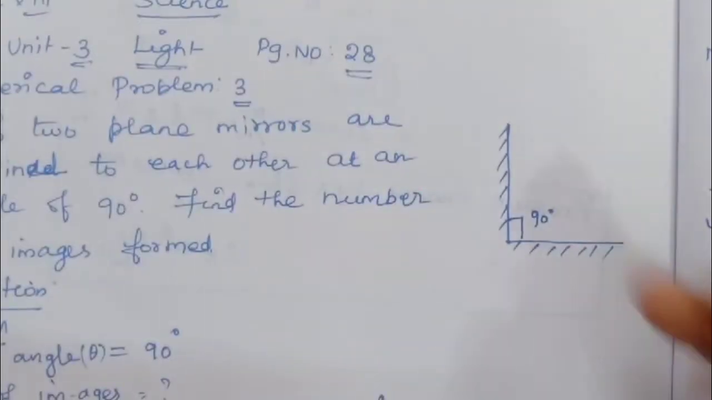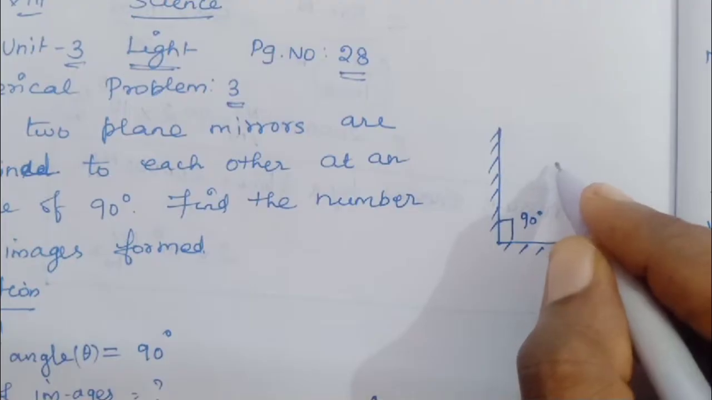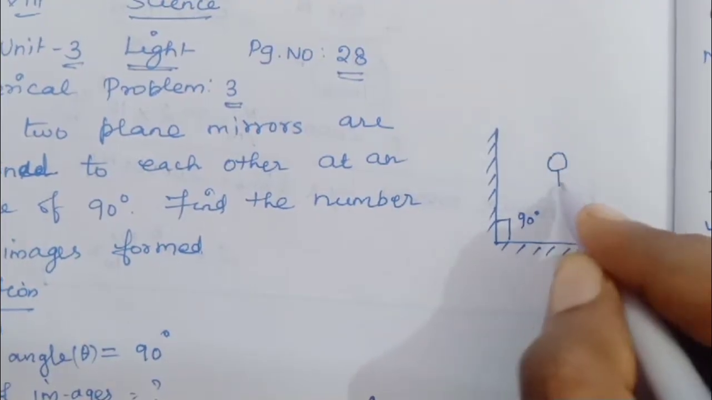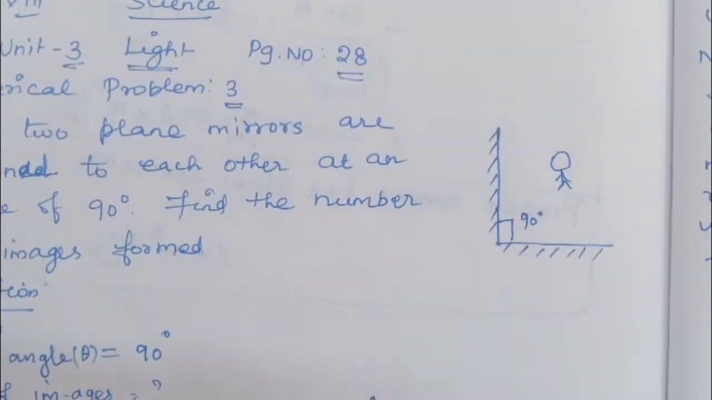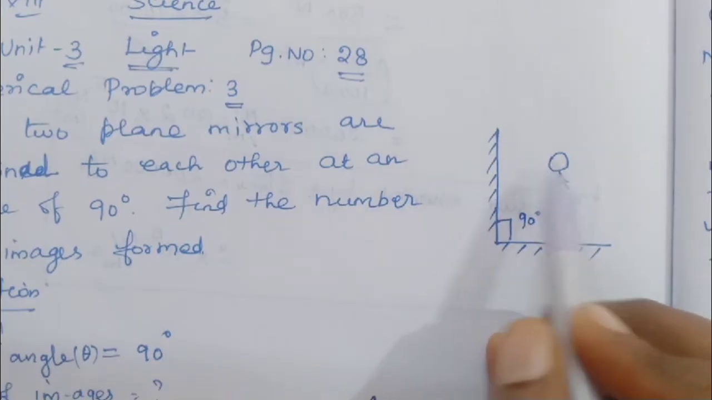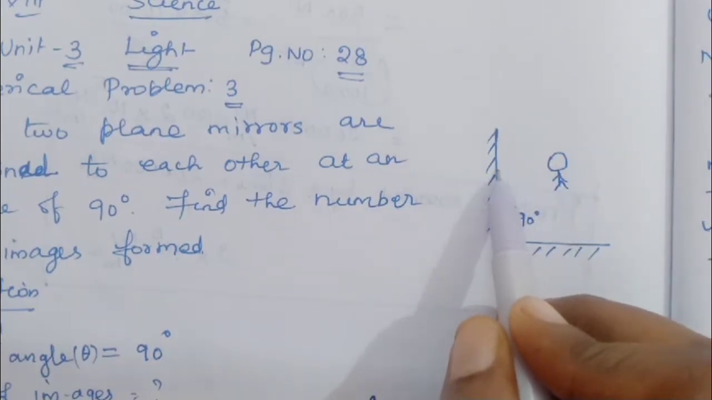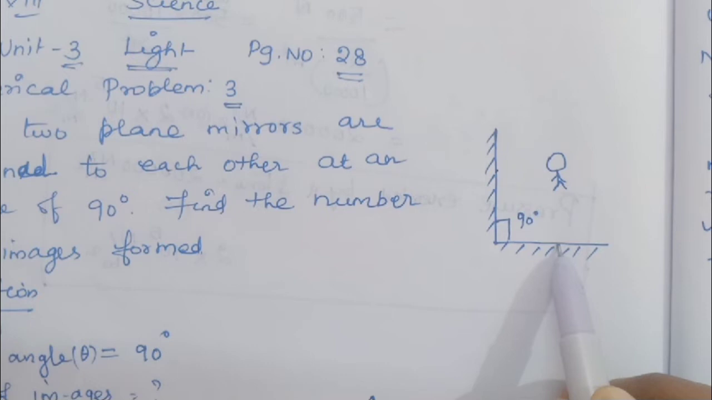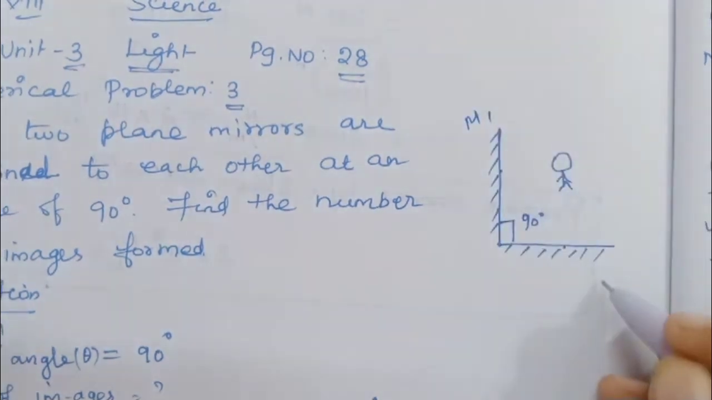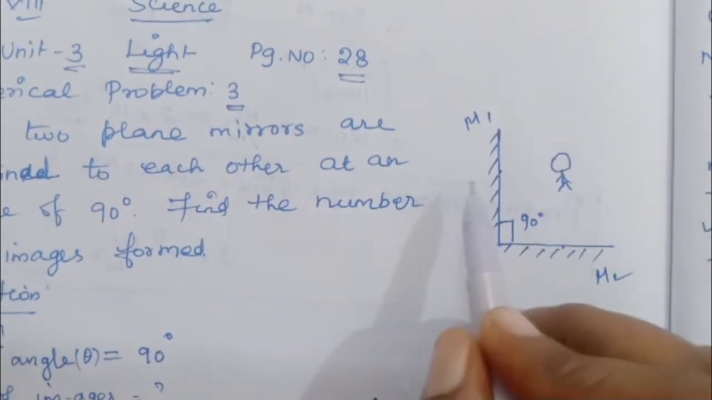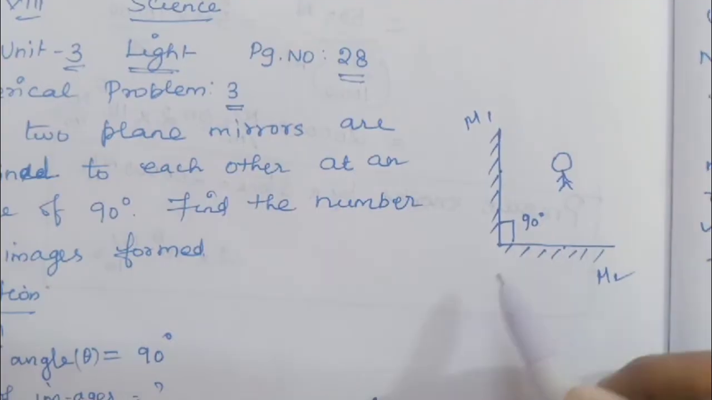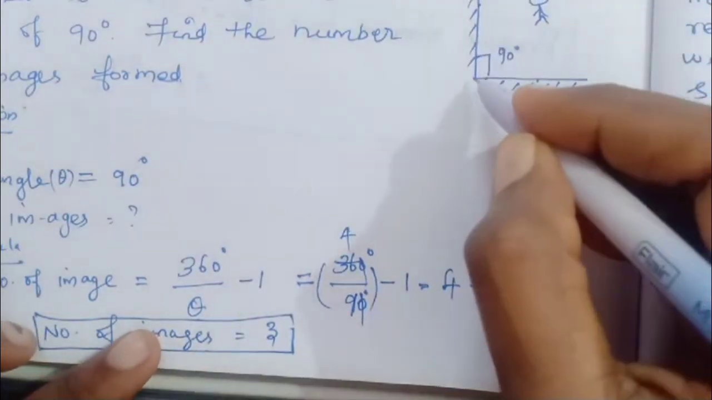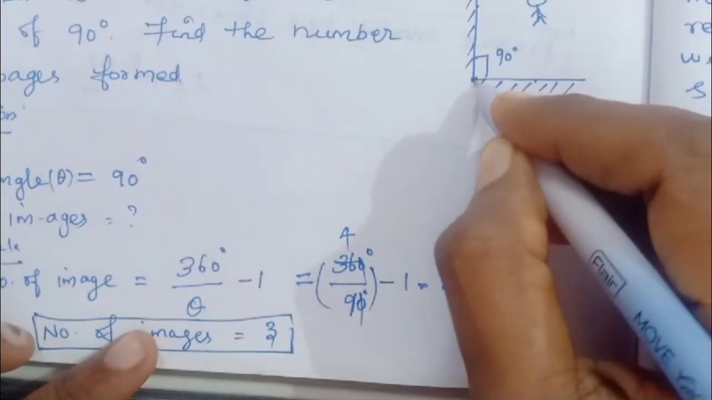How are 3 images formed? Look here. I can keep any one object, for example, a man standing. You can see one image of this man from this mirror, and another one from here. This is mirror number 1 and this is mirror number 2. So one from mirror 1 and one from mirror 2. What about the third one? Here, at the joining point, the third image is formed.